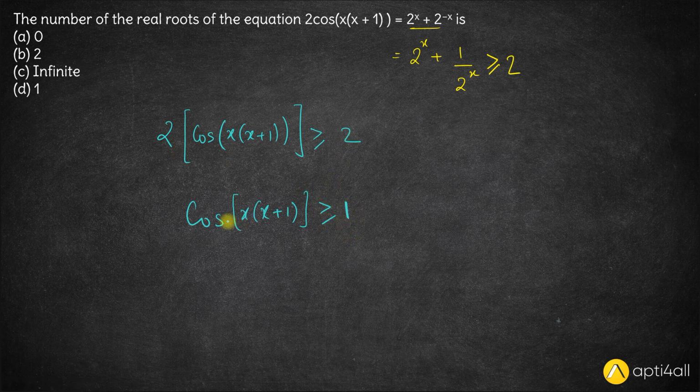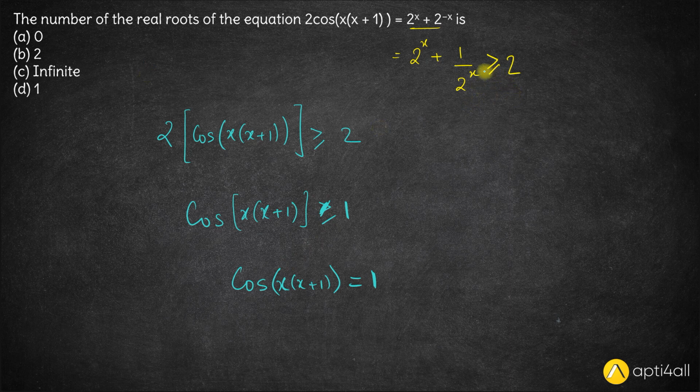Now is it possible for cos to be greater than 1? No. Cos of any angle will always be 1 or less than 1. It is always between minus 1 and 1. Cos of a number is always between minus 1 and 1. So obviously it cannot be greater than 1. So the only possibility is that cos of x into x plus 1 should be equal to 1. This is the only possibility that we get, right?